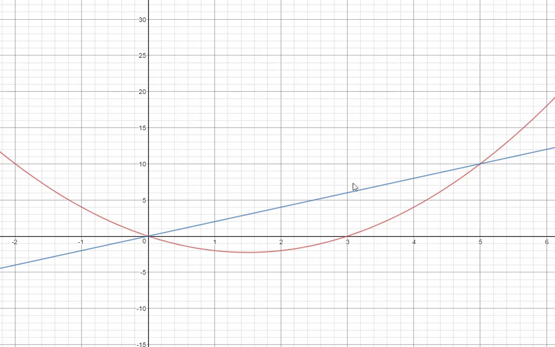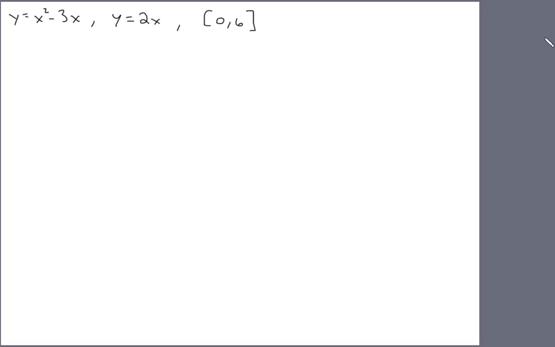Notice that the blue function is the larger one between 0 and 5, and then between 5 and 6, the red function is the larger one. So what we are trying to do is find this total area enclosed plus this extra little bit of area right here between 5 and 6. Kind of like this. Okay, so linear functions on top between 0 and 5, quadratic functions on top between 5 and 6. So keeping that in mind, let's see if we can figure out what this integral is going to look like.